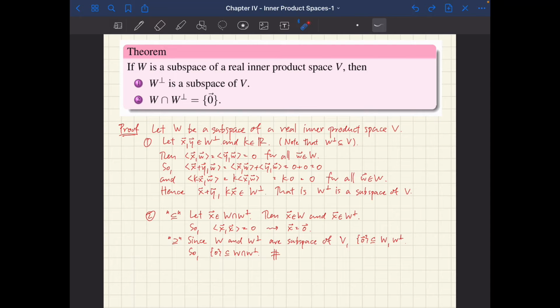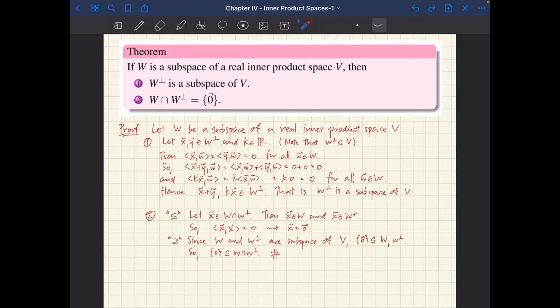It's not hard. For number two, we need to prove that the two sets, W intersect with W perp and the set of the zero vector, are equal. So we prove that W intersect with W perp is a subset of the set of the zero vector, and that the set of the zero vector is a subset of W intersect with W perp.